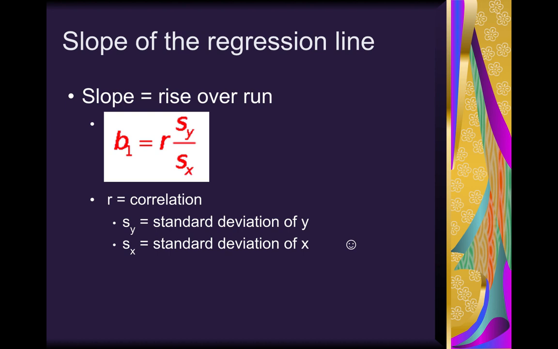So the formula that we're going to use is b sub 1, because that's how we look at slope now. Instead of m, we're using b sub 1 equals r times the standard deviation of y over the standard deviation of x, where r is your correlation coefficient, s sub y is the standard deviation of just the y values, and s sub x is the standard deviation of just the x values. So if you have those three things, then we can calculate the slope of our line of best fit.